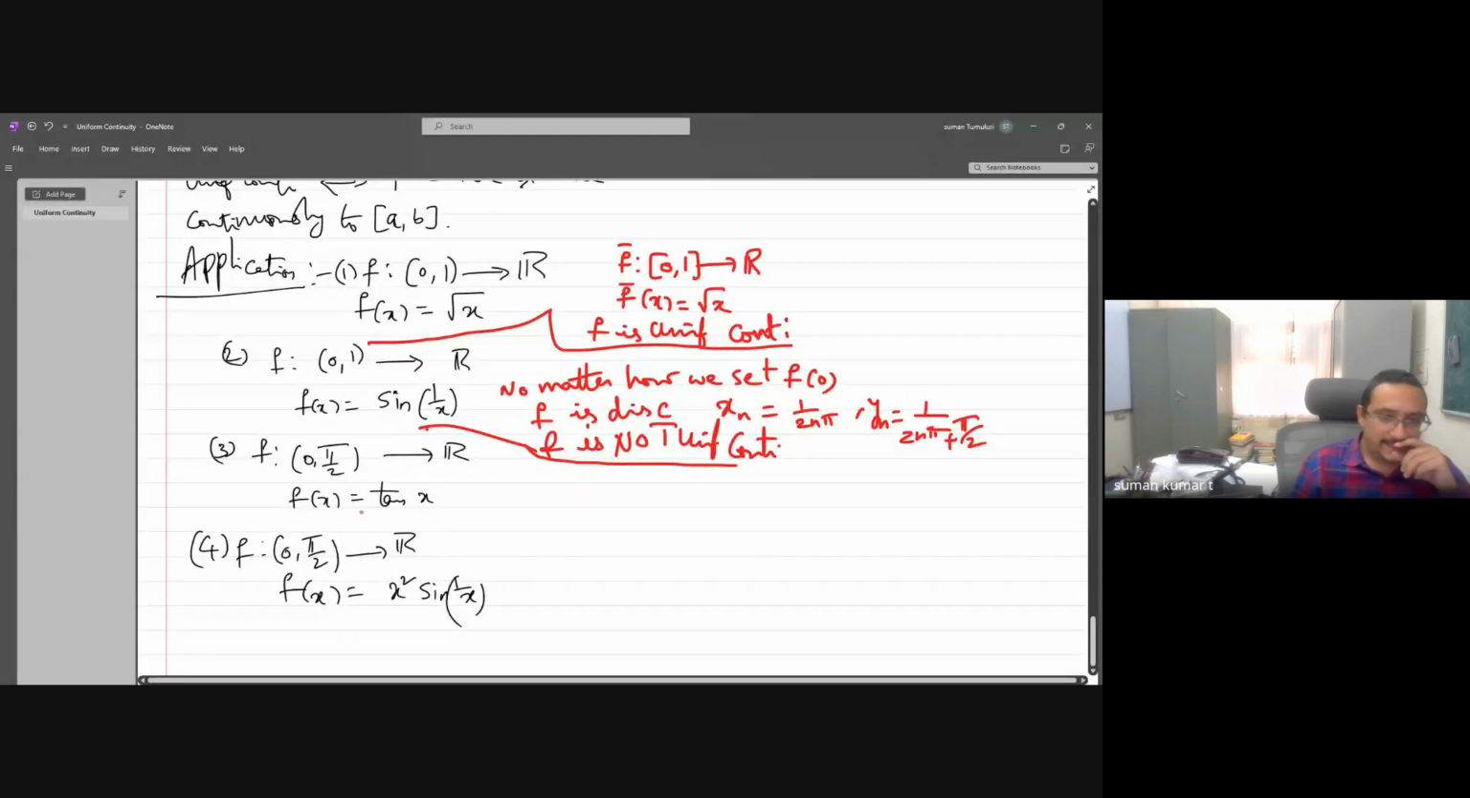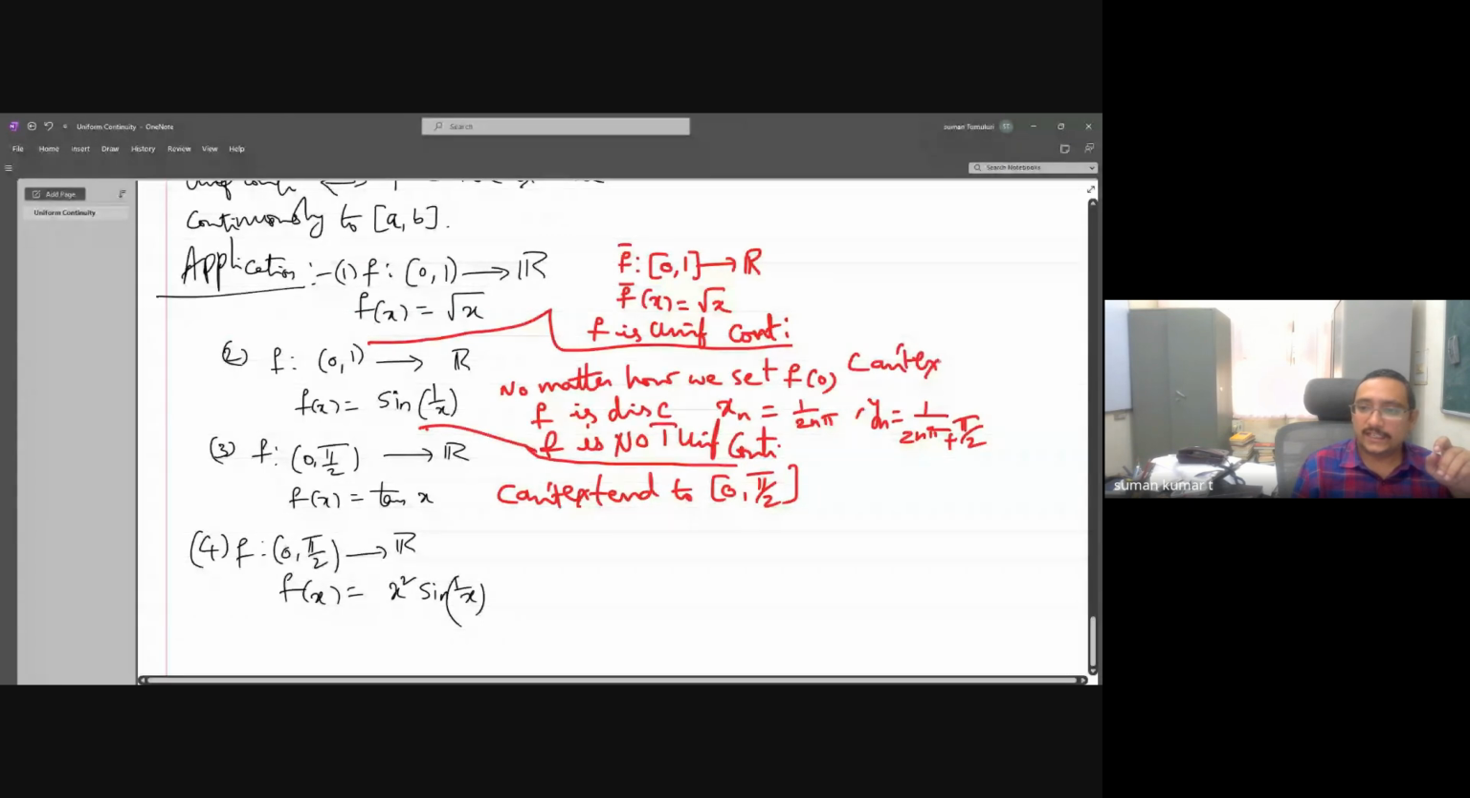Okay. Now here, what about f of 0? Tan 0 is 0, right? You can continuously extend it at 0. But what about tan pi by 2? You can't extend at pi by 2, because when x is close to pi by 2, tan x is tending to infinity. So you can't extend it to the closed interval 0 to pi by 2. So therefore, f is not uniformly continuous.